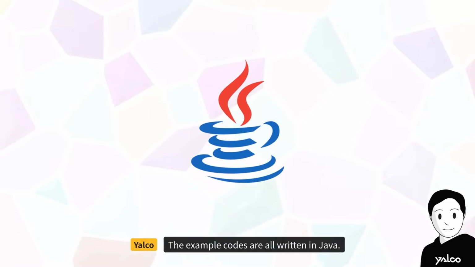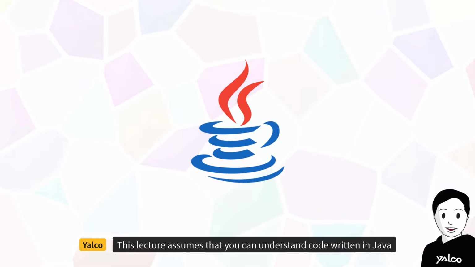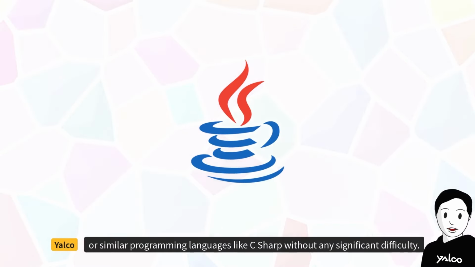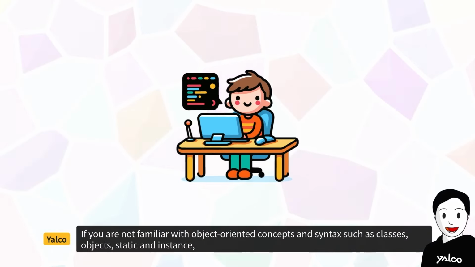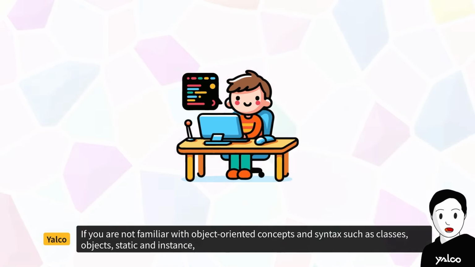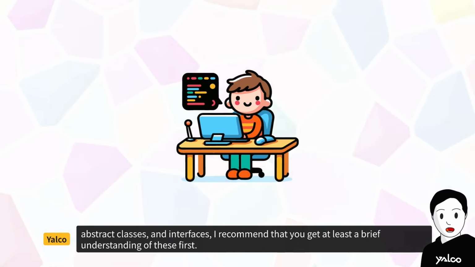The example codes are all written in Java. This lecture assumes that you can understand code written in Java or similar programming languages like C# without any significant difficulty. If you are not familiar with object-oriented concepts and syntax such as classes, objects, static, and instance, abstract classes, and interfaces, I recommend that you get at least a brief understanding of these first.